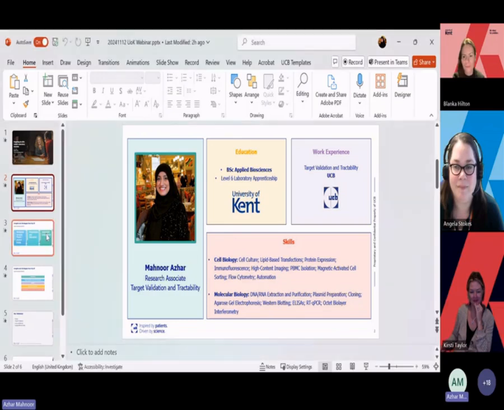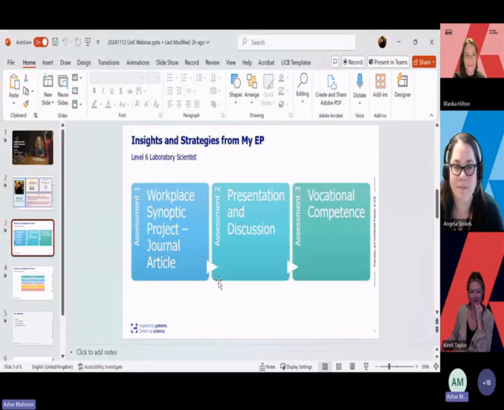So I thought it would be really useful to share some of the strategies and insights from my endpoint assessment. I'm going to try and keep the presentation short, hopefully that allows time for questions and engagement and some sort of discussion, because I think that would be really useful. And I know I would have found that really useful when I was pursuing the EPA.